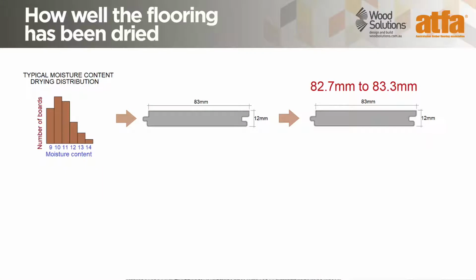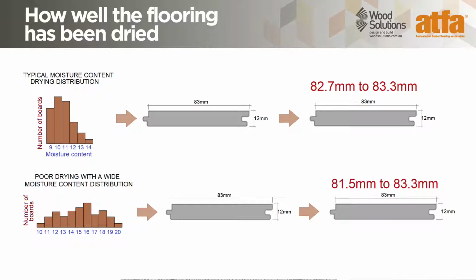How well the flooring has been dried is also important. As mentioned, hardwood flooring is generally dried to be within 9% to 14%. The top graph illustrates flooring complying to this, with most boards reading 9% to 11%. If the average EMC is 10%, then some shrinkage would occur in a few boards, and the variation in cover width relatively small at 82.7mm to 83.3mm.